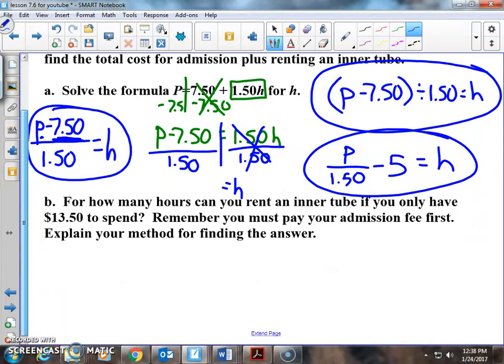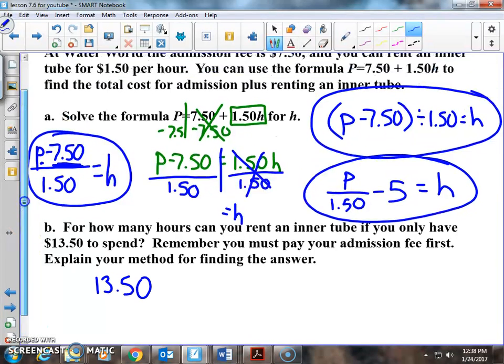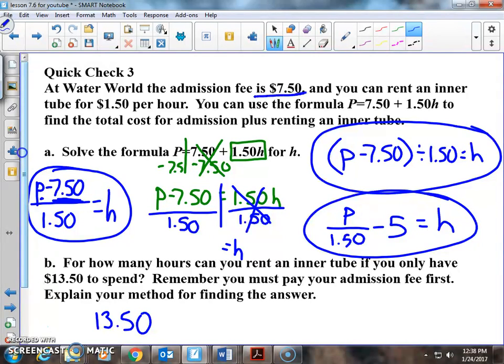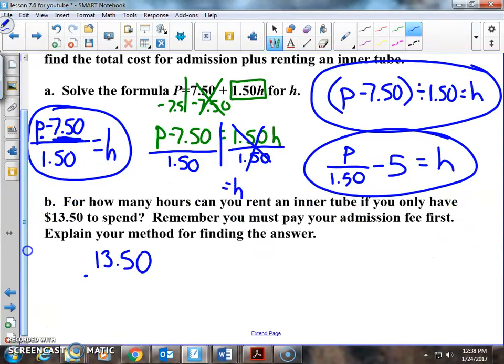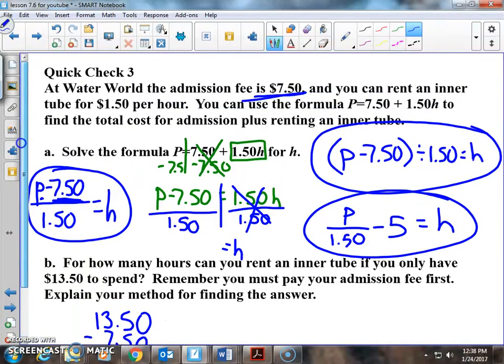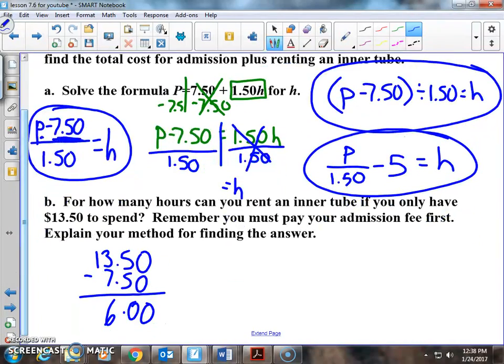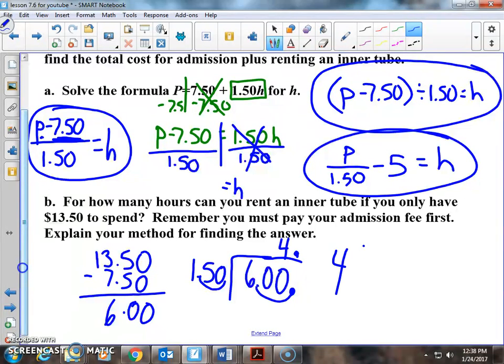Last one in here. If you had $13.50 to spend, the first thing you'd have to do in this problem, you get to Waterworld, it says you have to pay your admission fee of $7.50. So I just spent $7.50. I am left with $6. Now I want to rent a tube, and it says tubes are $1.50 an hour. So I'm going to take the $6 and divide it by the $1.50. Moving decimals to divide. I know 150 fits into 600 4 times. I could rent a tube for 4 hours with my leftover money.